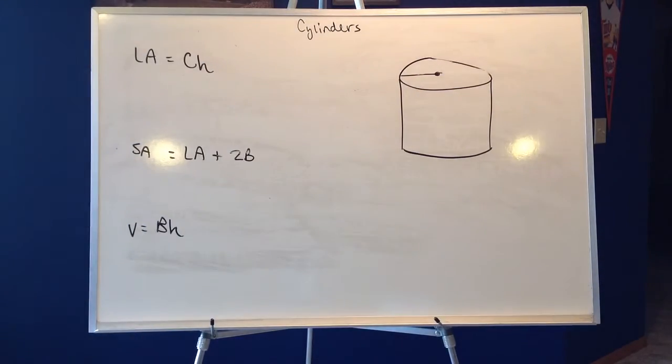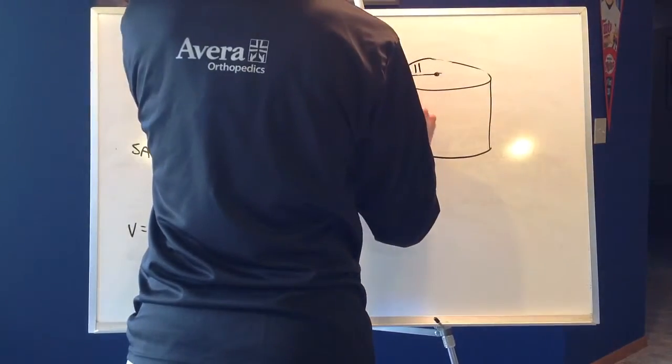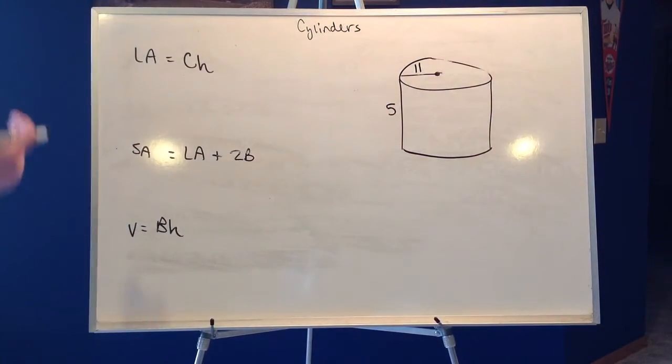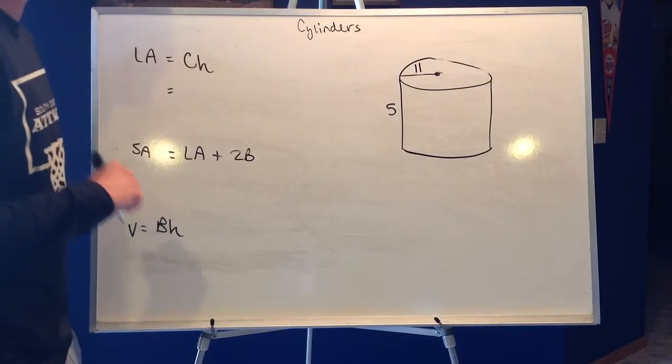Alright, next one we have a cylinder with a radius of 11 and a height of 5. If you have those two pieces, you do not need a picture. But if you like to draw one, then feel free to draw one. Okay, circumference again is 2 pi r.